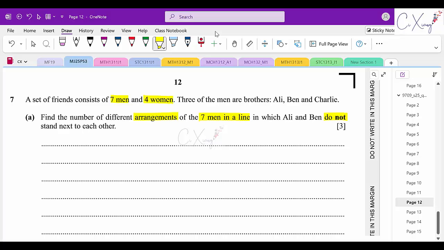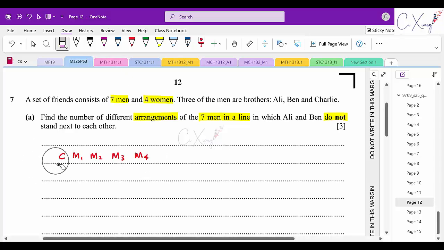Okay, when I want to separate two items or two people, I always arrange them last. So first of all, Ali, Ben, and Charlie are brothers, so I have to include Charlie, then man number 1, man number 2, man number 3, man number 4. Wait, we are having 7 men in total. So 1, 2, 3, 4, 5, 6. Oh, cannot. I have until man number 4 only. Okay, so men 1, 2, 3, 4 with Charlie. Then Ali and Ben. So Ali, Ben, Charlie with these 4 men. Total, there are 7 men.